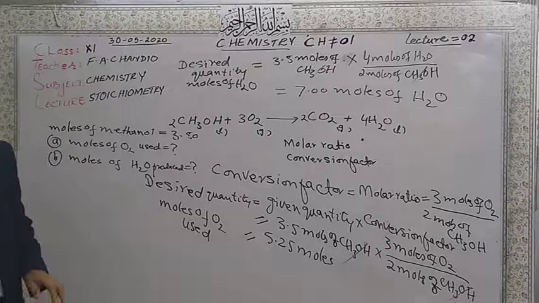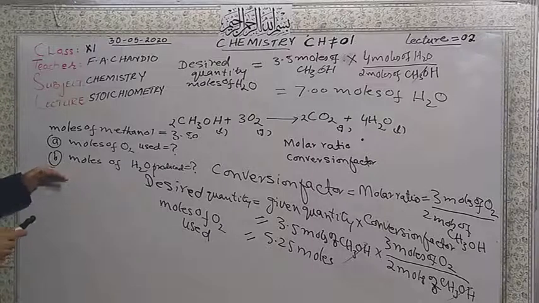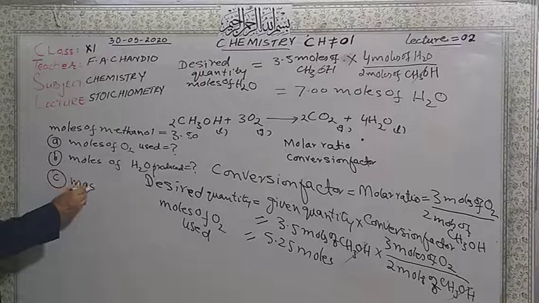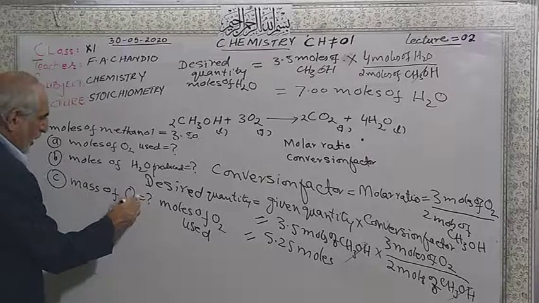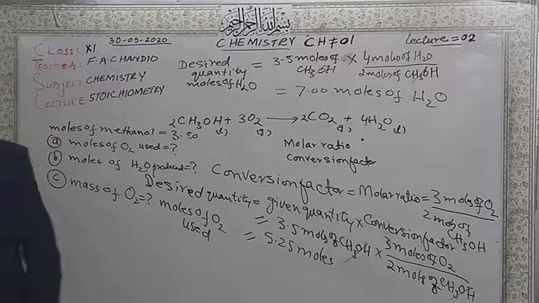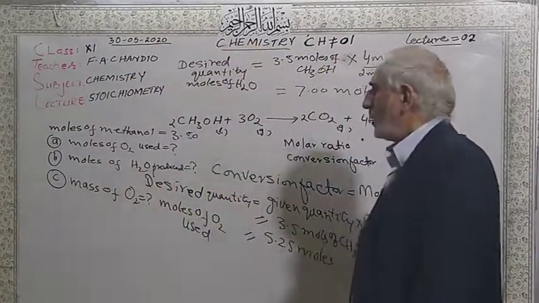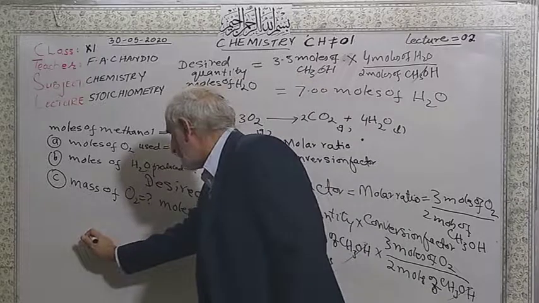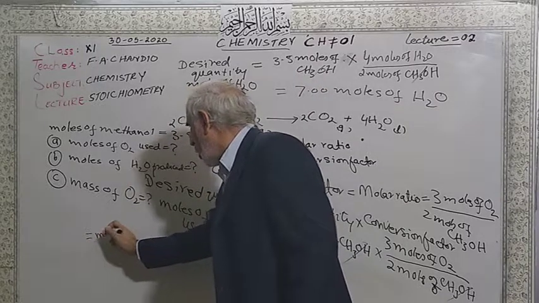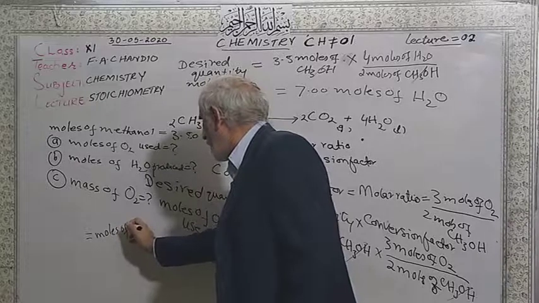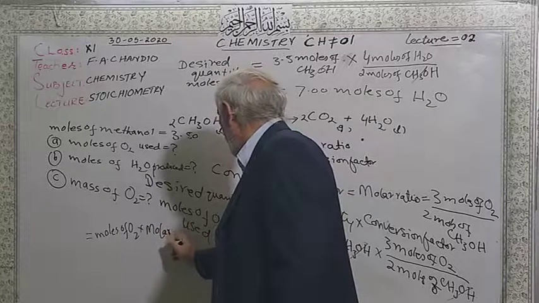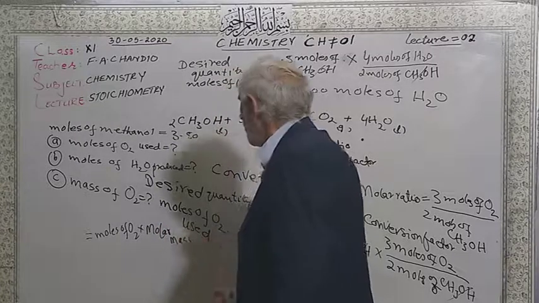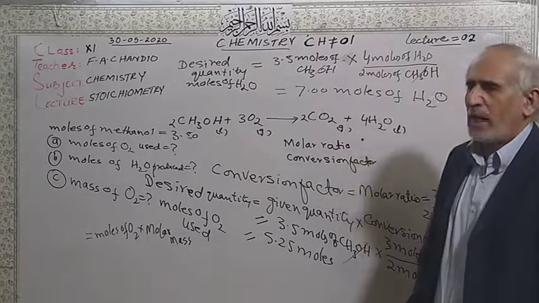And there is one thing. You can also calculate part C, the mass of oxygen. Suppose the examiner asks you to calculate the mass of oxygen. So mass of oxygen is equal to moles of oxygen multiplied by molar mass. Moles of oxygen multiplied by its molar mass.